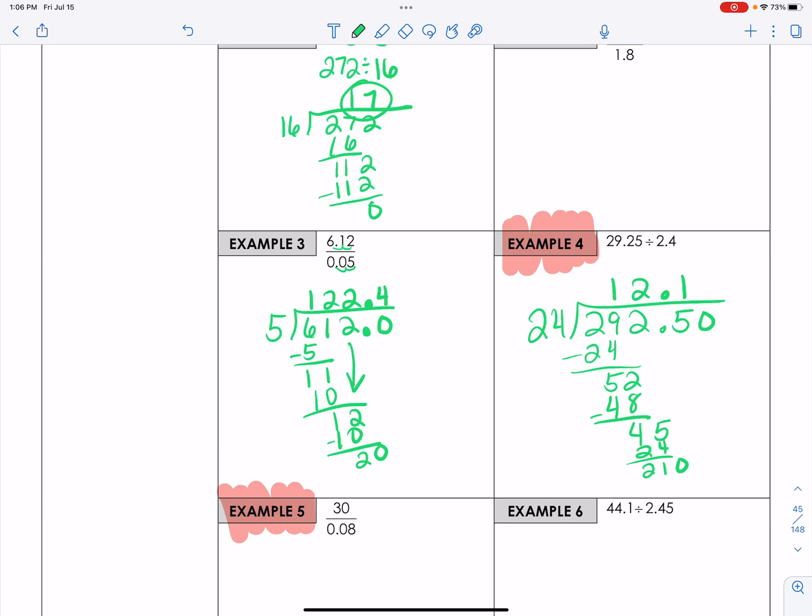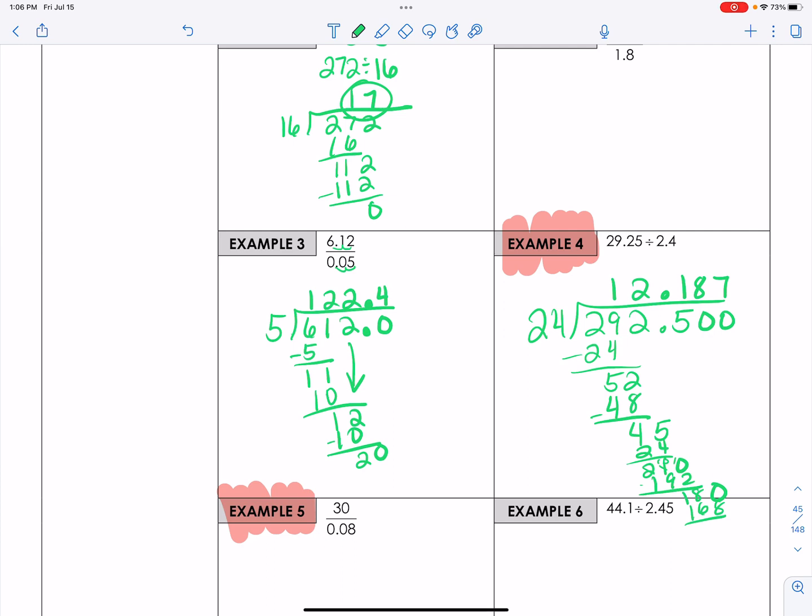So 24 goes into 210. Let's see, 24 times 5 is 120. 24 times 8 is 192. I think that's it. So I would do an 8, and that's 192. And when I subtract, I would borrow, and I get 8, and borrow, and I get 18. Bring this down, right? And let's see, 24 times 6 is 144. I think it's more than that. 24 times 7 is 168.